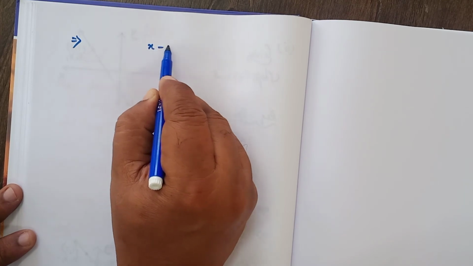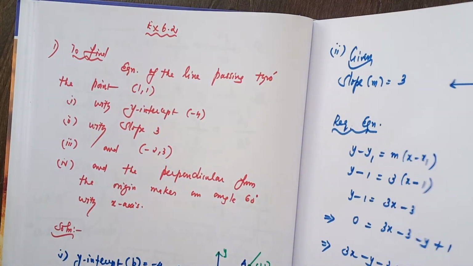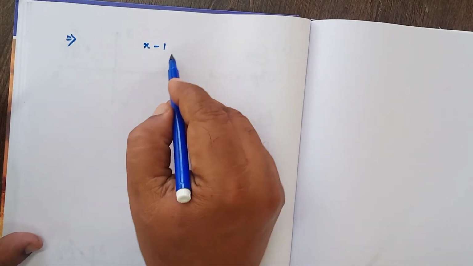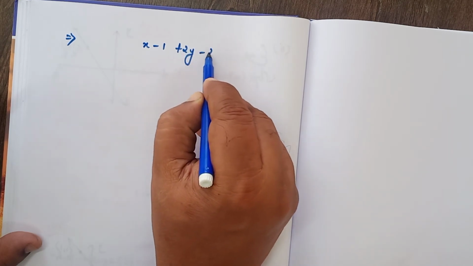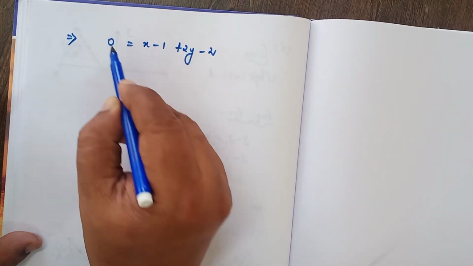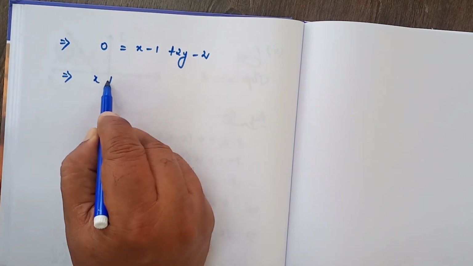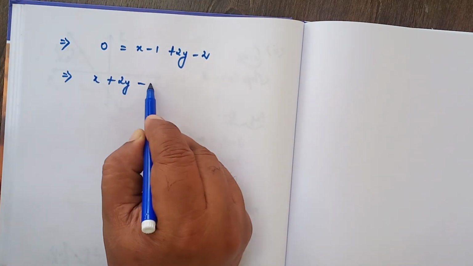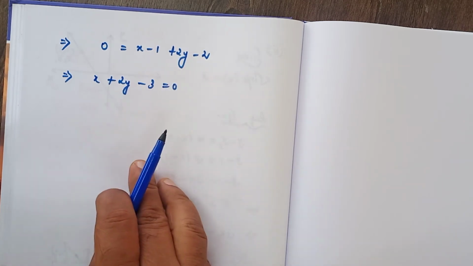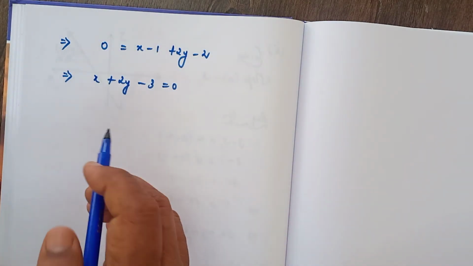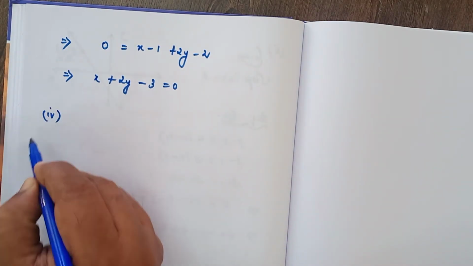Which implies x minus 1 is already on the right hand side. Now plus 2y minus 2, and on the left hand side there is nothing but 0. Which implies write x first, then plus 2y, minus 1 minus 2 that is minus 3, is equal to 0. You can interchange LHS and RHS. Finally, subdivision number 4.